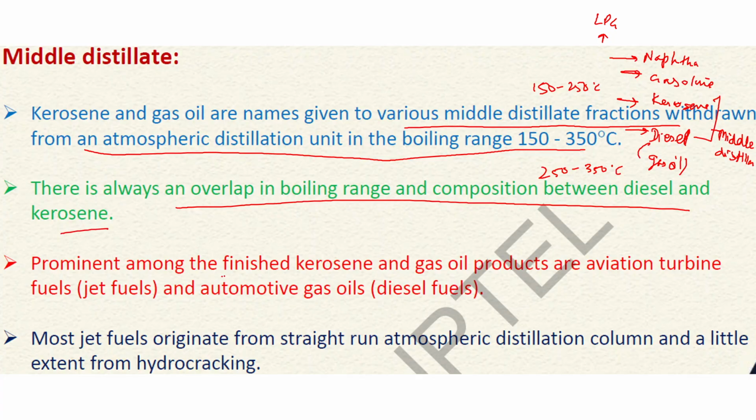Prominent among the finished kerosene and gas oil products, these kerosene and gas oil are mainly used as aviation turbine fuels and automotive gas oil, or that is the diesel oil.